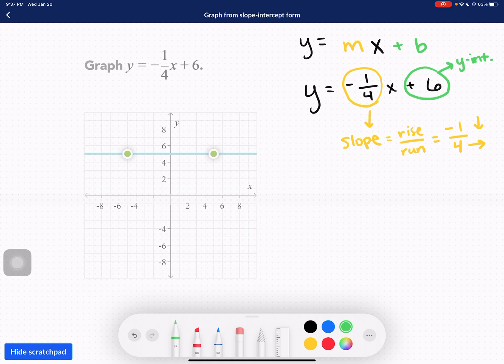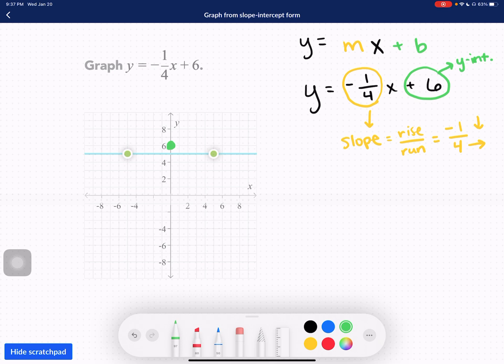Now over here, my b term, the 6, this is always your y-intercept, or your starting point. The y-intercept is wherever it crosses the y-axis. So the first point that you can plot on the graph is that y-intercept. I know it's going to be at +6, so I'm going to need to move one of my points to the +6 there.